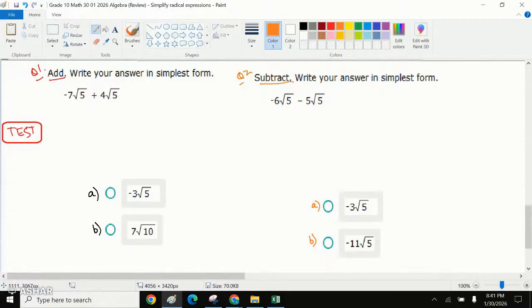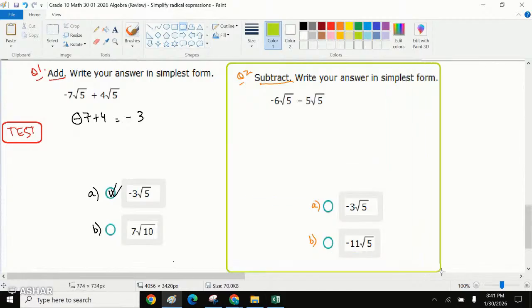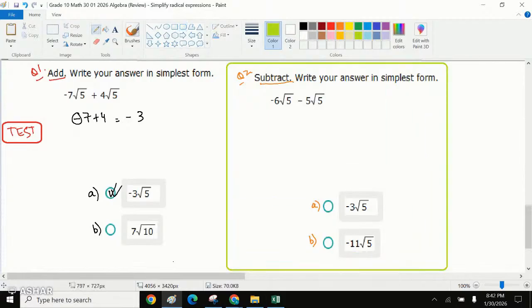Yes, thank you. Since radical 5 was common, we simply do minus 7 plus 4. We subtract, that is 3, and the sign of the greater number comes. Yes, thank you. What about the next question? Question number 2, what should be the answer? Yes, thank you. It's correct. Option number B, because both of them were negative, and when both the numbers are negative, they are added together, right? Yes, option B is the correct answer. That becomes minus 11 root 5.